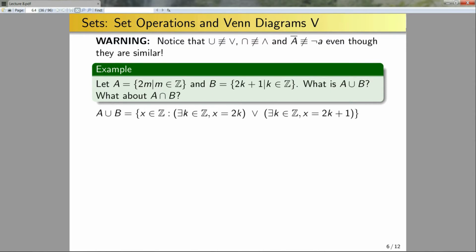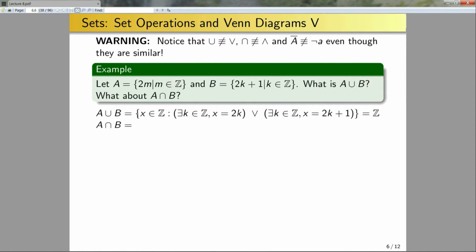So notice here that I used k and k, whereas earlier I used m and k. It's fine to change the names of these dummy variables to be whatever you want. And since this k in the first parentheses is only defined within the first parentheses, and k in the second parentheses is only defined within the second parentheses, it's fine to reuse the same dummy variable. So I explicitly used k and k just to show you that that's okay. So now let's think about this. So this is the set of all integers such that it's either even or it's odd. Well, that's just the set of all integers.